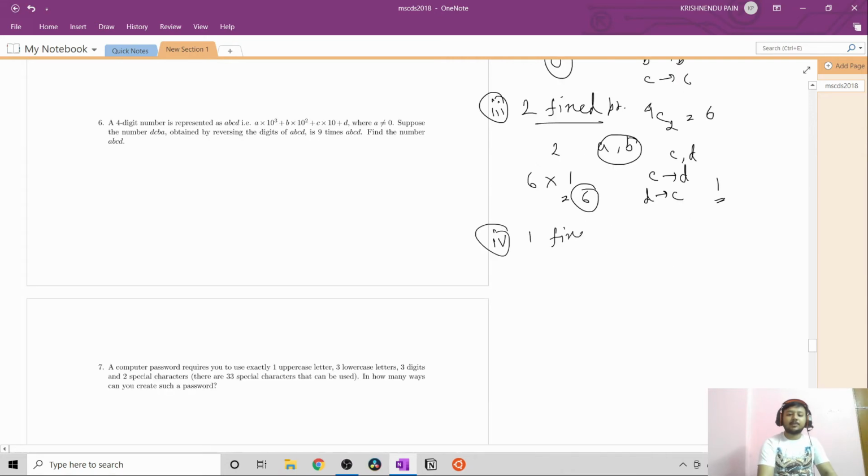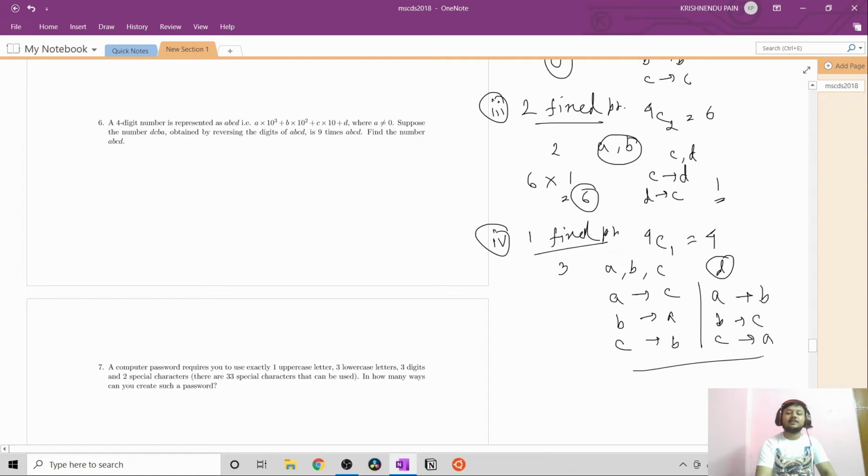Now where there is 1 fixed point? Choose 1 point from 4. How many ways? 4C1, 4. Now there are 3 points remaining, and these 3 points don't want to be fixed points. Suppose, as an example, A, B, C, and we have D as a fixed point. How can it be possible? Suppose A is mapping to C, then there are 2 points remaining, B and C. Then B will be mapped to A and C will map to B. Another way this can be possible is A is mapped to B, B is mapped to C, C is mapped to A. Only these 2 ways are possible for A, B, C. So this is possible in two ways.